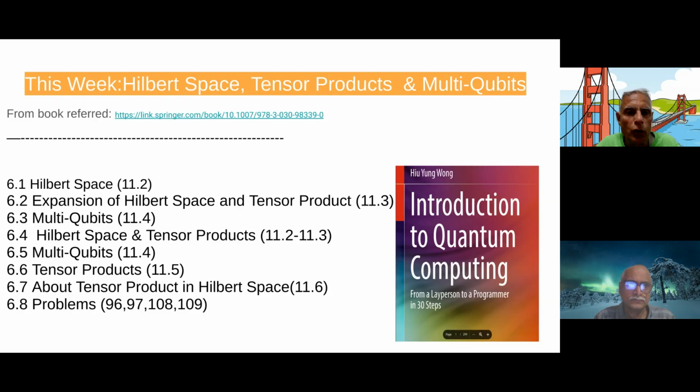Moving on to this week's topic, we are going to cover Hilbert space, tensor products, and multi-qubits. Of course, it is spread over many subtopics. The reason is you have to merge all of them: Hilbert space with tensor products, then with qubits, then multi-qubits, and then again the products. So it's a convergence of all the things we have done, coming together in this session.